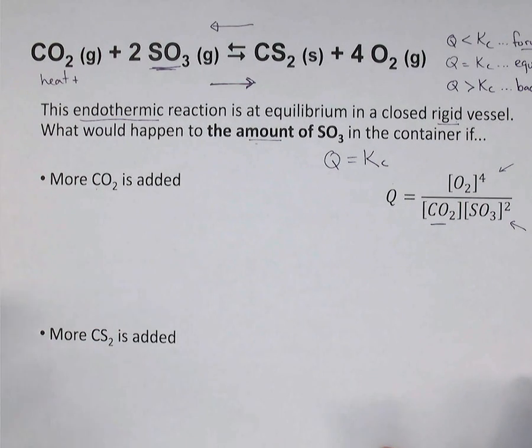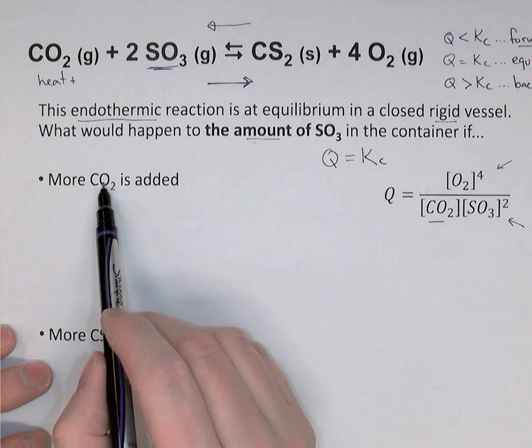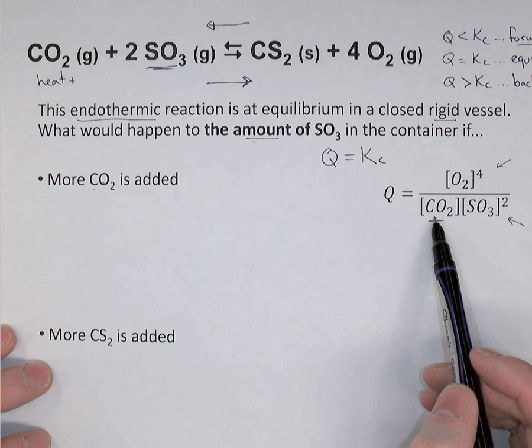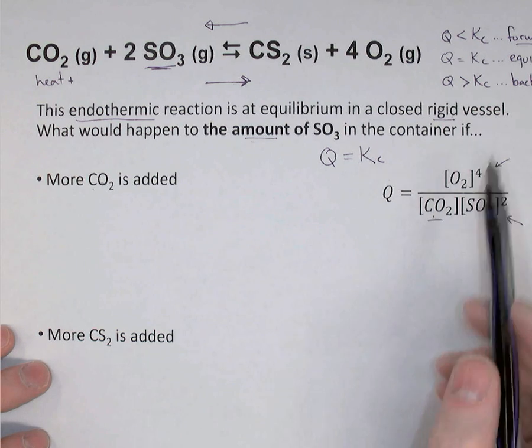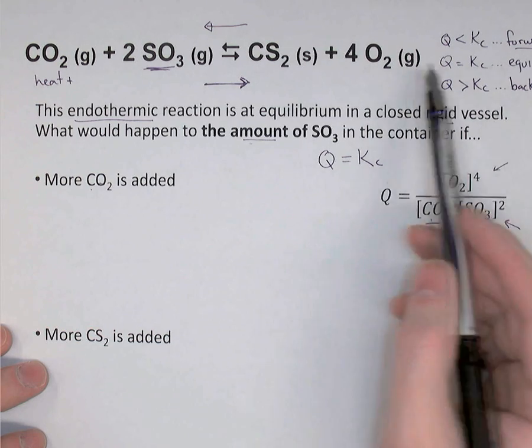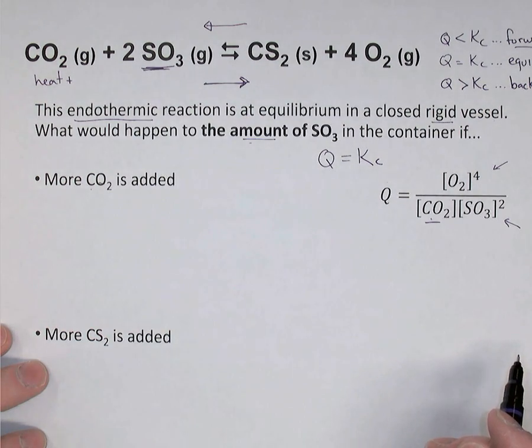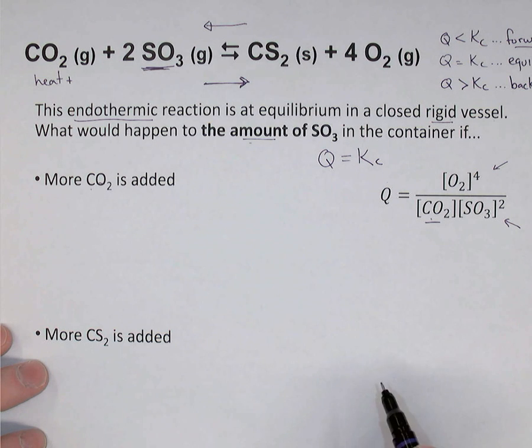Now there's another way to explain what happens. So we said here that if you add CO2, Q will get smaller. Q is then less than Kc. A forward shift occurs, and if the reaction shifts forward, you'll have less SO3 in the container. The other explanation is based on kinetics, okay, based on rates. And it goes something like this.